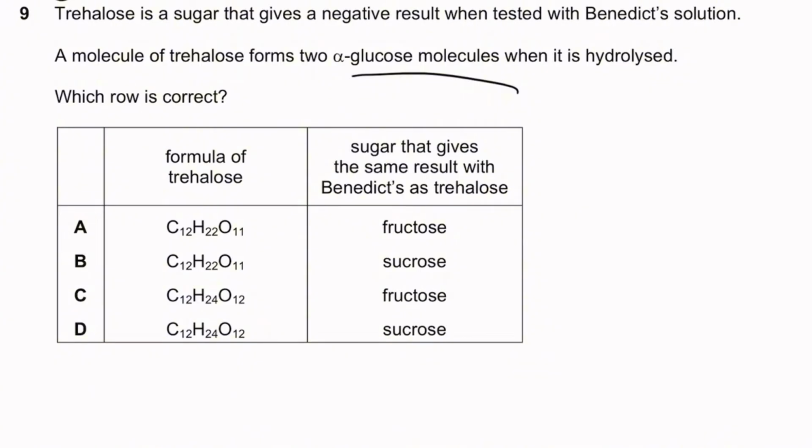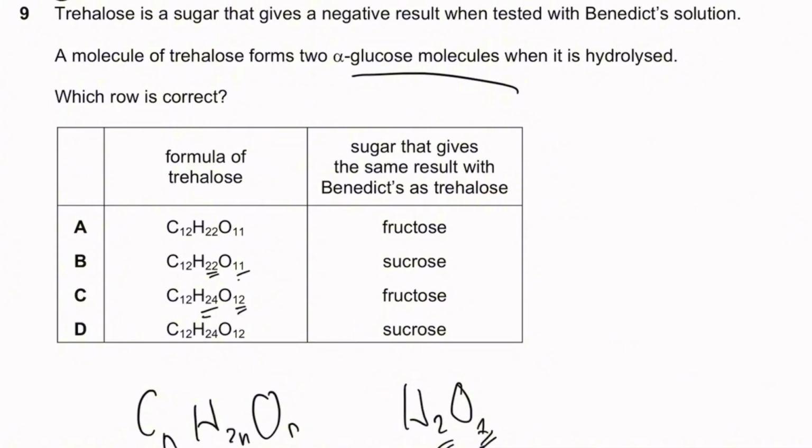C12H24O12. A monosaccharide carbohydrate has a formula of CnH2nOn. It's not this way around because again it's a compound, and so it would have lost a molecule of water, and a molecule of water is H2O. So you have to subtract 2 hydrogens and 1 oxygen. So instead of being 24, it would be 22. Instead of 12, it would be 11. Now, because it gives a negative result, that reminds us of sucrose.